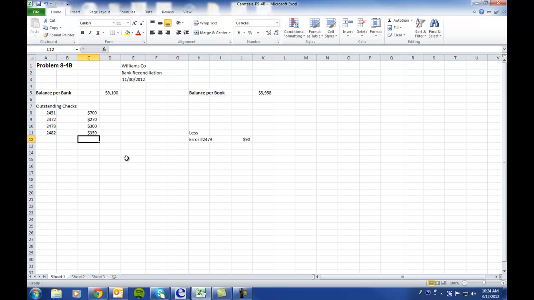Okay, continuing on, check 2483 is included. Check 2484 is not listed in the bank statement. So in this particular case, we want to add this one also for $460. Then check 2485 is also not listed, for $525.